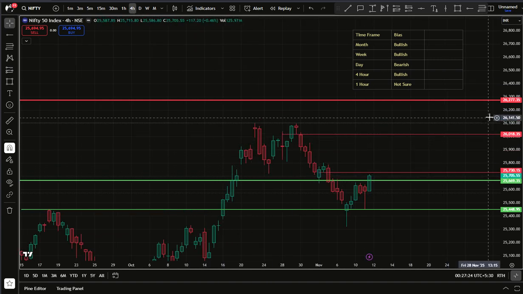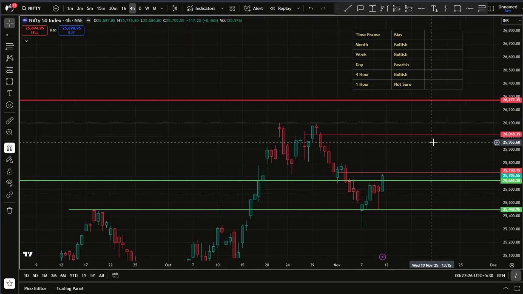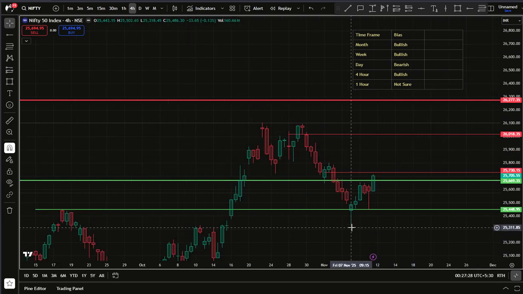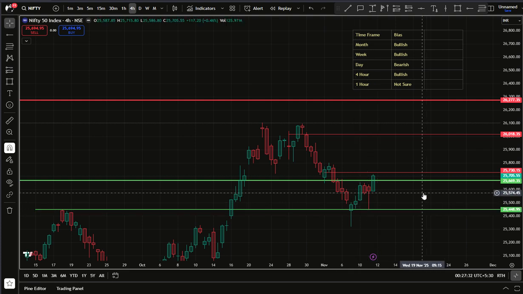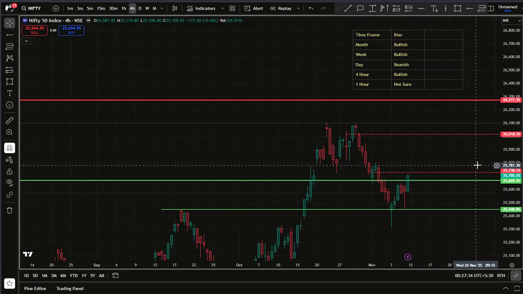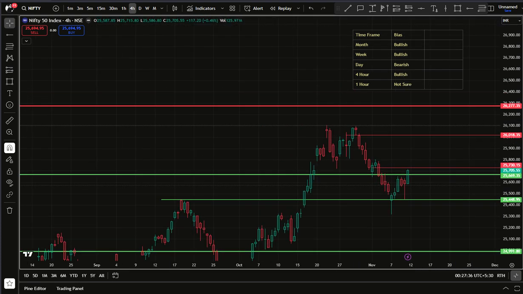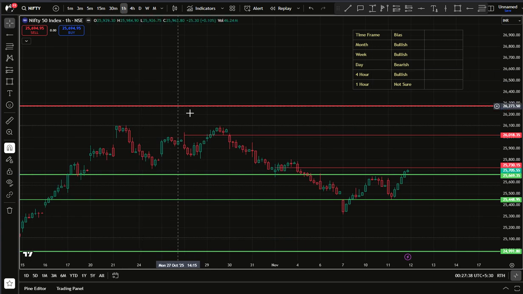Now on the 4-hour time frame, the 4-hour time frame has turned bullish because we have created a low and then a higher low. So obviously this is good news for the bulls. And let's go to the hourly time frame.